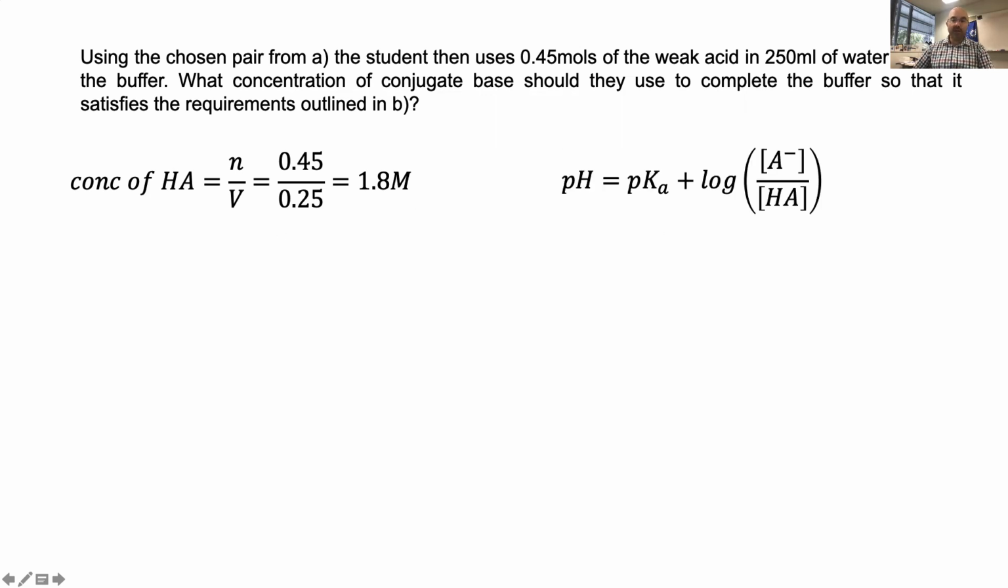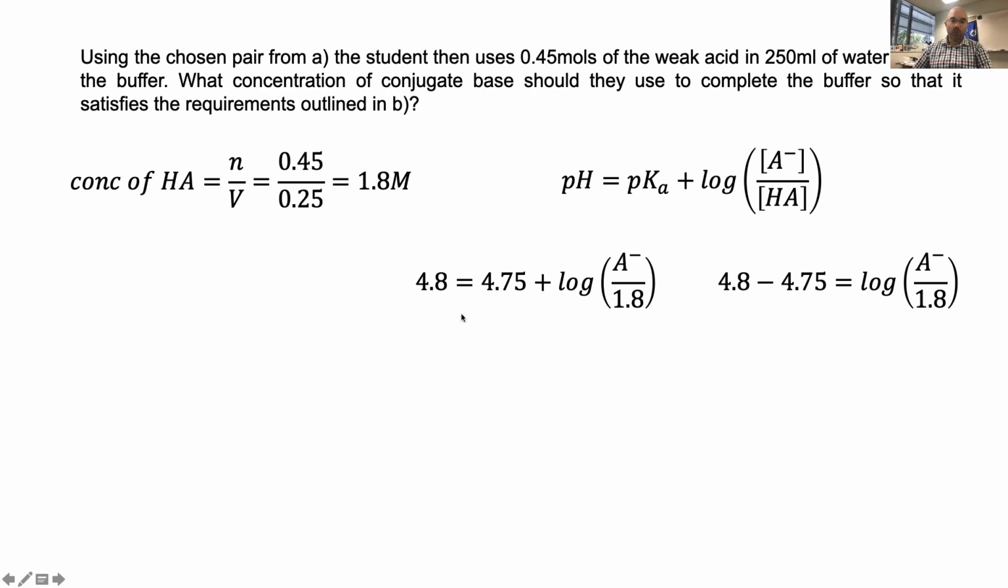Now we can use the Henderson Hasselbalch equation. So we've got 4.8, which is our target pH. We've got 4.75, which is the pKa value we worked out for the weak acid that we're using. And we've got 1.8, which is the concentration of the weak acid. We want to know what concentration of conjugate base we should use. And so to do this, we've got to rearrange this equation to make this A minus concentration the subject.